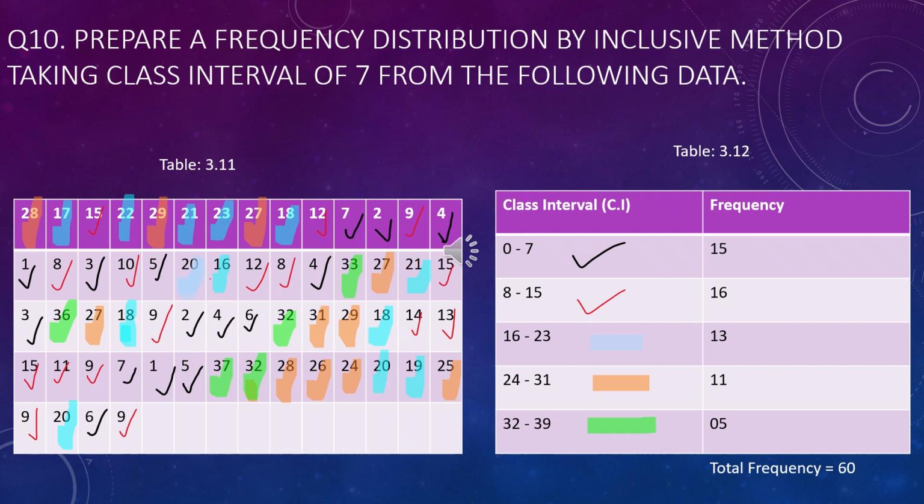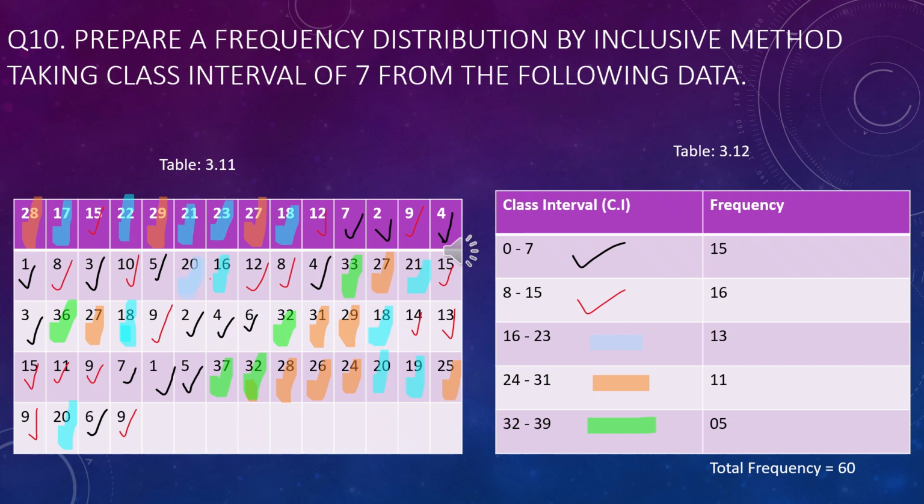From 0 to 7, it is given by a black tick, and we find that there are 15 in number. So you find the black ticks here, all the black ticks, there are 15 in number. So the number of observations for the class 0 to 7 is 15, and so the frequency is 15. Next one is what? 8 to 15.